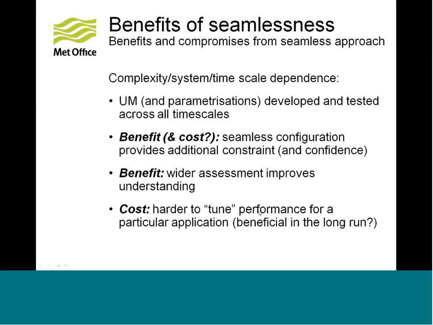And the cost here is that it's harder to tune the performance for a particular application. So if you have one measure or one metric that you really want to improve in a particular system, it becomes harder because you can't just tune numbers in the model to get that number spot on. That can be beneficial in the long run, and what it means is that it stops you tuning yourself into a corner where you tune your system so well that you can't make any change to it to make it better because you've got so many compensating errors within there.